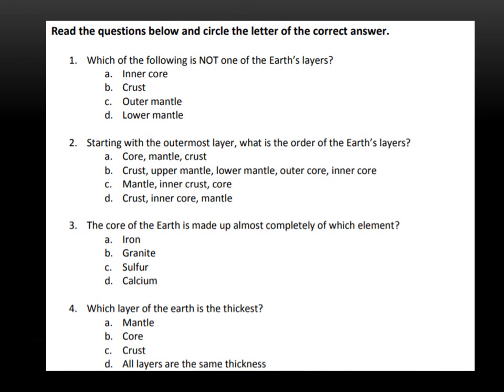The fourth one is: which layer of earth is the thickest? The thickness of all the layers is given in your book. Which layer of the earth is the thickest? You have to pick from all 4 options: mantle, core, crust, and all layers are the same thickness.